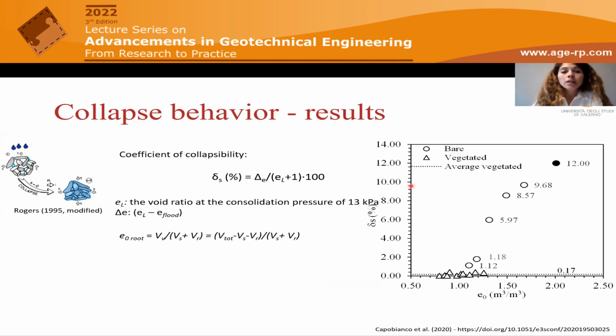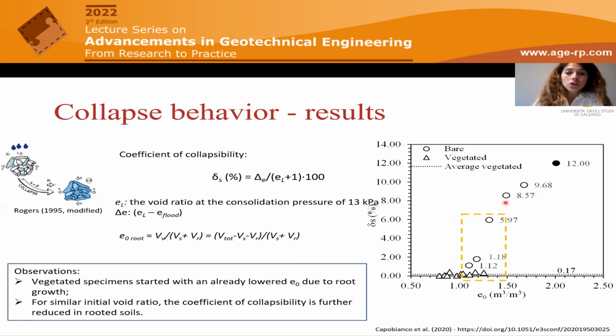What we observed was that if we plot the coefficient of collapsibility against the initial void ratio in this graph, the trend of collapsibility for bare specimens increased with the initial void ratio, meaning that as the void ratio is higher, the expected collapsibility is higher. With vegetated soil, we were already starting with a very low initial void ratio because of root growth compared to the bare soil. However, for similar initial void ratio, we can see that in this range, for example, the coefficient of collapsibility is further reduced in rooted soil. So actually roots are also reducing the collapsibility behavior of unsaturated pyroclastic soils.